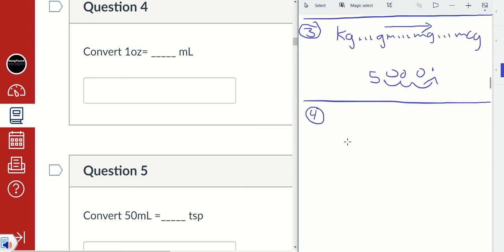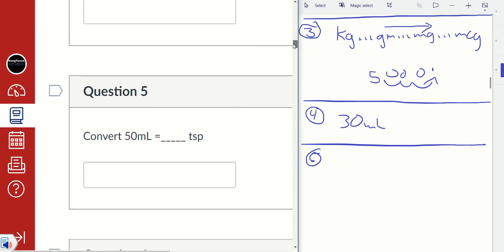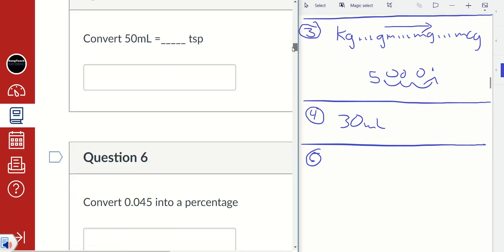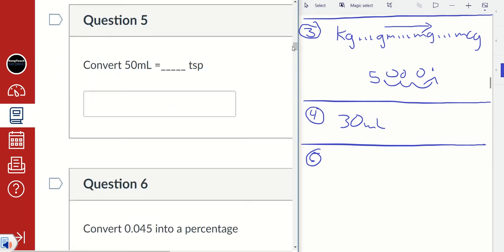Four. 1 ounce is how many mLs? 30. Any math needed? No, this is just the conversion factor. So you guys should just automatically know those already. All right, next 5. What type of problem is it? Conversion. So it's English metric or metric? English metric. All right.